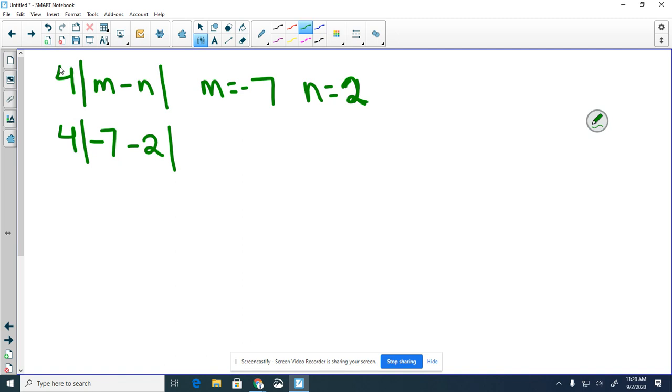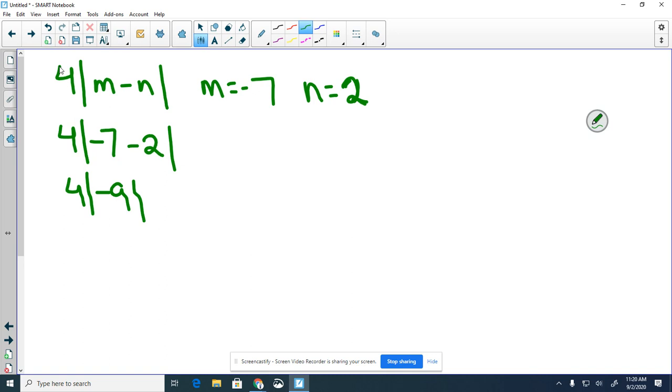Okay? If you were to work this out and show every step, you would start in here with these absolute value bars. So this 4 stays there. Negative 7 subtract 2. That means I'm already at negative 7 and I go backwards 2 more. That would put me at negative 9. I can't tell you how many people put negative 5. Okay? You've got to remember how addition and subtraction works with negative numbers.